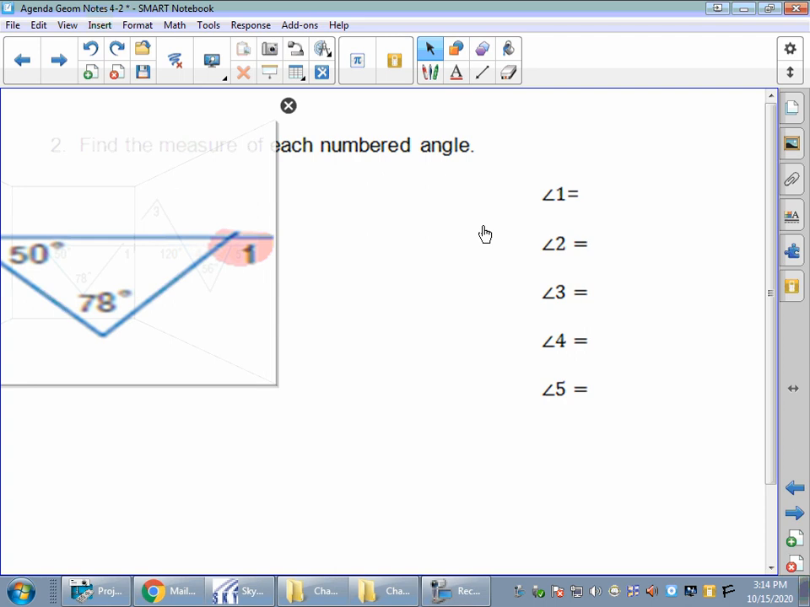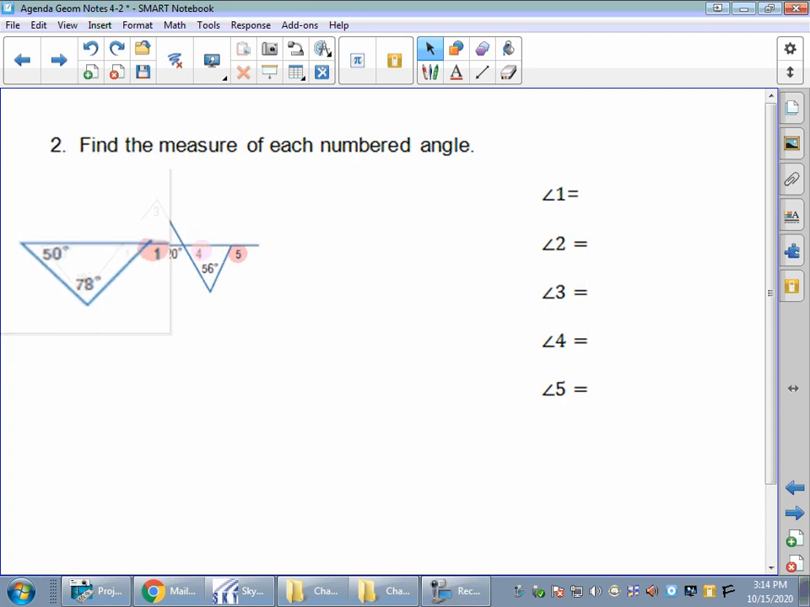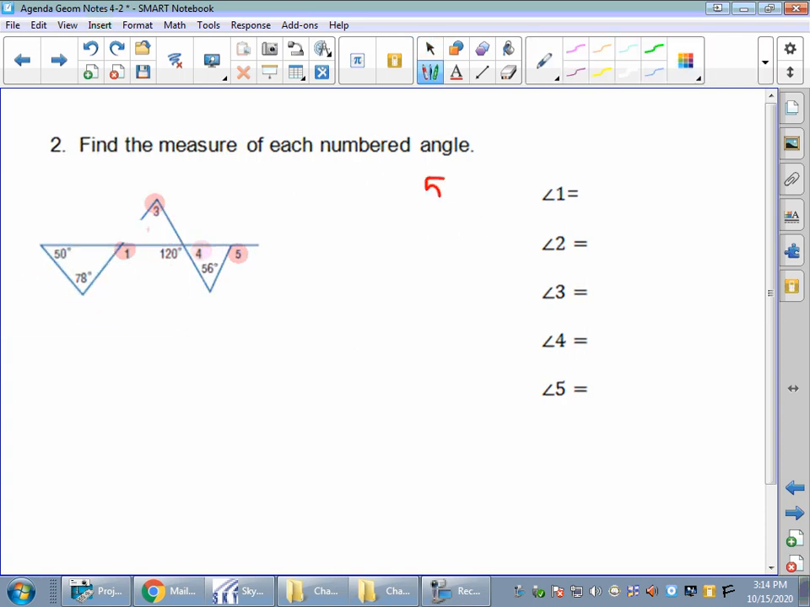Angle 1 is equal to 50 plus 78, the sum of the two remote interiors. So 50 plus 78 ends up being 128 degrees. I'm going to take out the white out that I put up there. So we just found angle 1 is 128.